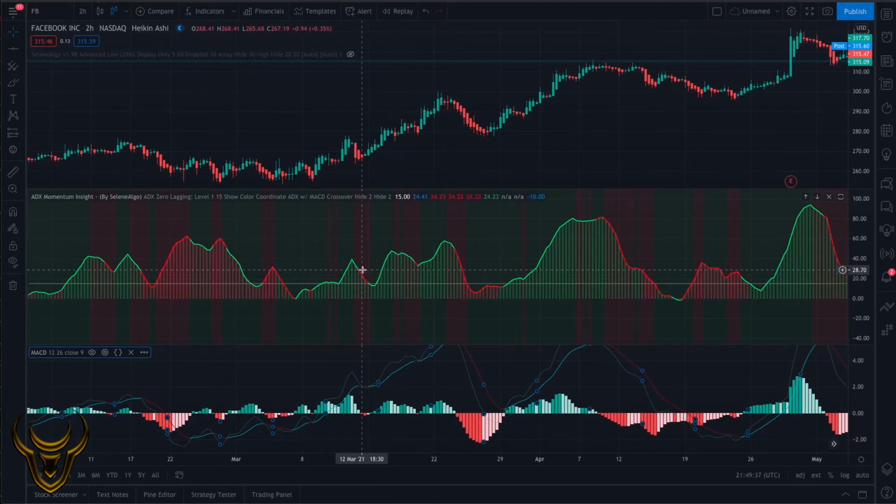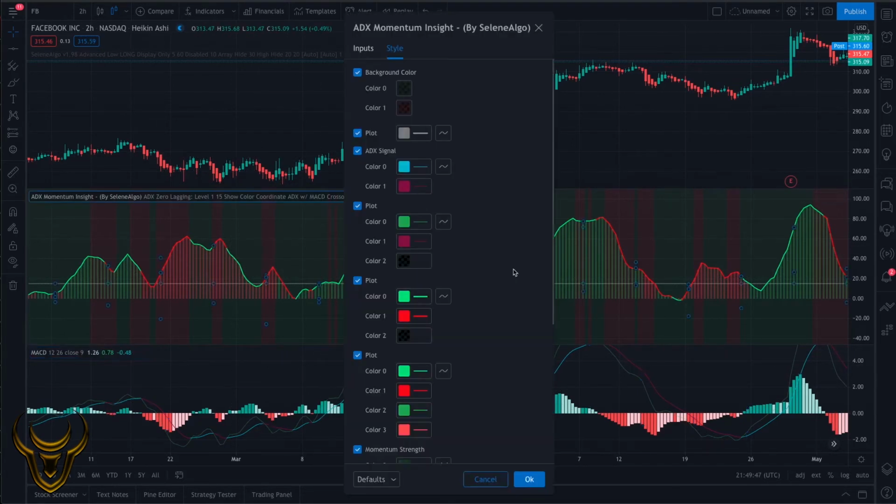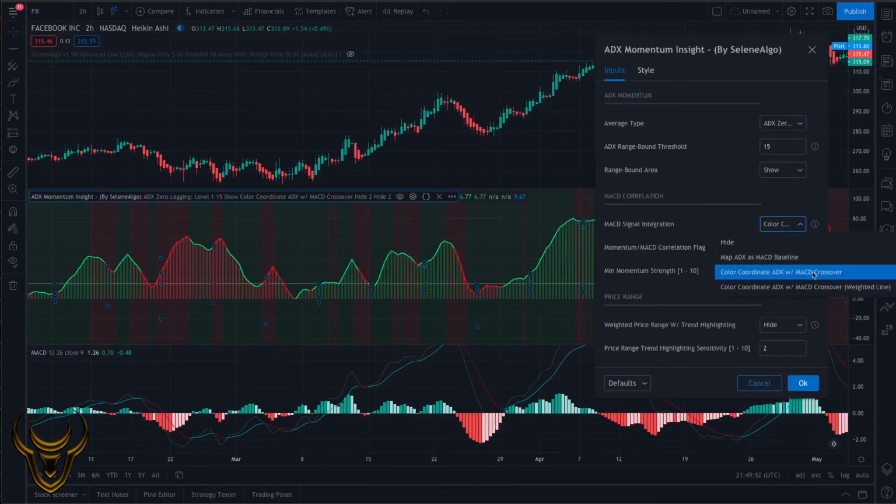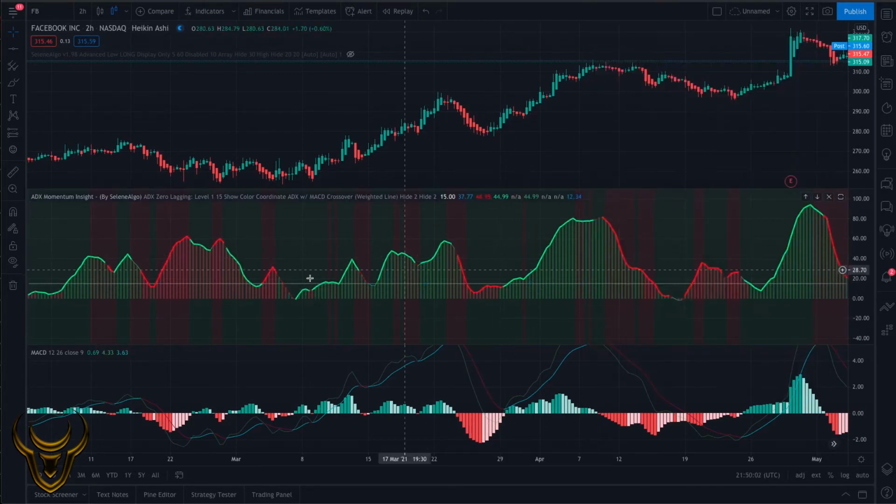So obviously by just having this color coordination, you kind of lose that extra dimension, that extra piece of information. So what we did is we added something a little bit different. It's a simple idea, but it's extremely effective from a visual perspective. If you look at the last option down, it's the same thing, color coordinated ADX with MACD crossover, weighted line. What this does is it weights the line thickness based on a reflection of the histogram. It's based on how close the lines are together.